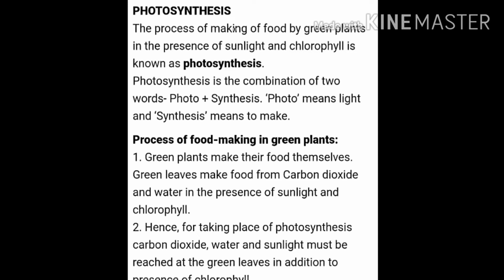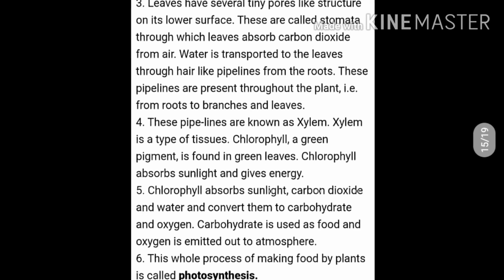So we can say that carbon dioxide and water are the raw materials required for the process of photosynthesis, and the necessary conditions are sunlight and chlorophyll. Hence, for photosynthesis to take place, carbon dioxide, water and sunlight must reach the green leaves, in addition to the presence of chlorophyll. Now, how do the plants obtain carbon dioxide?